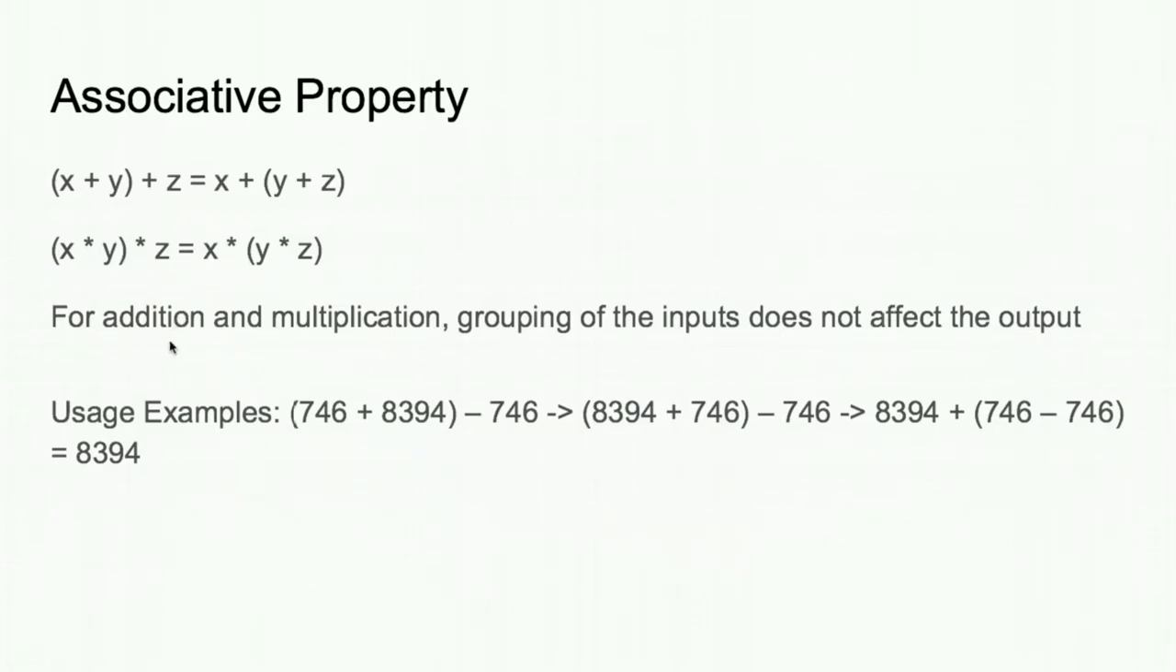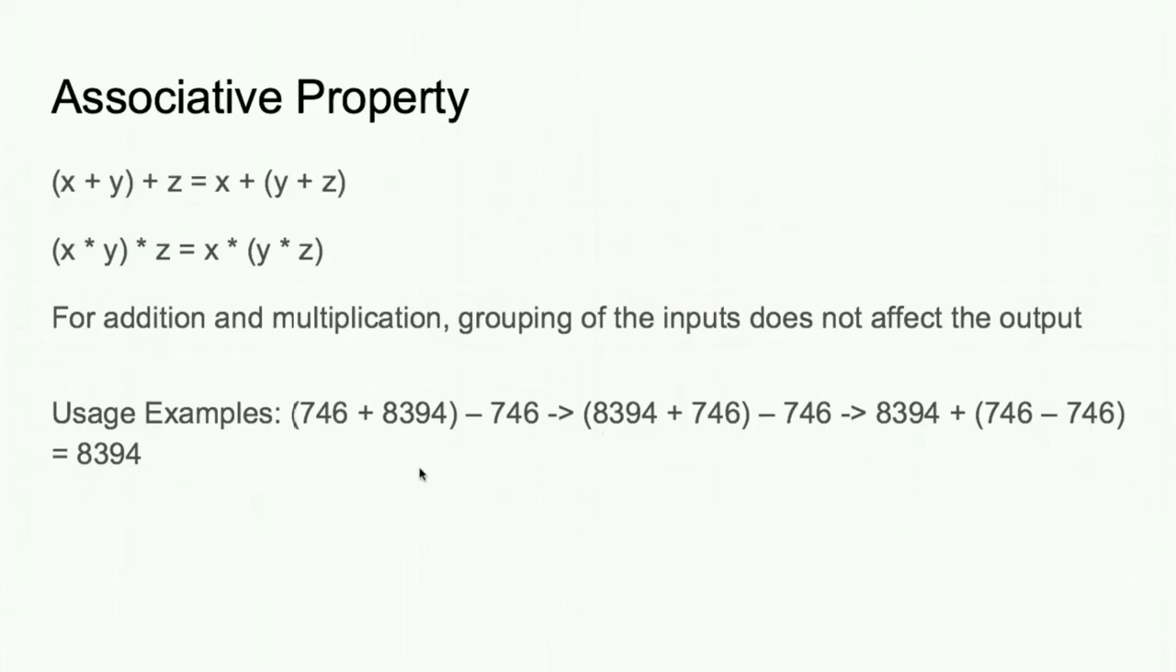Now why would this be useful? Between the commutative and associative properties, we can see that this can help us to simplify expressions in equations. So for example, let's take a look at this expression, 746 plus 8,394, quantity minus 746. So let's try to simplify this using the commutative and associative properties.